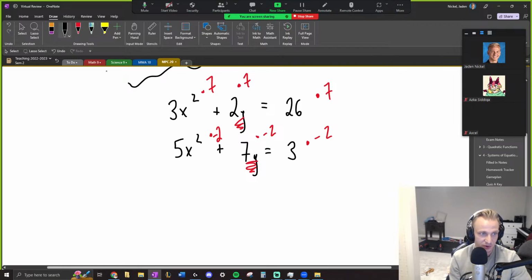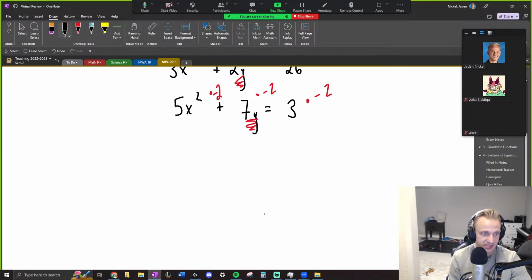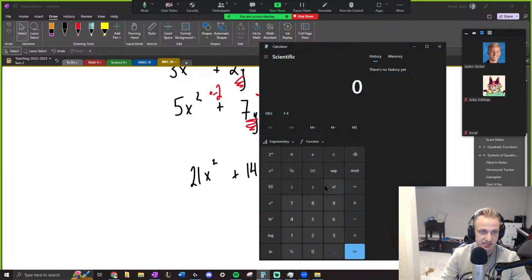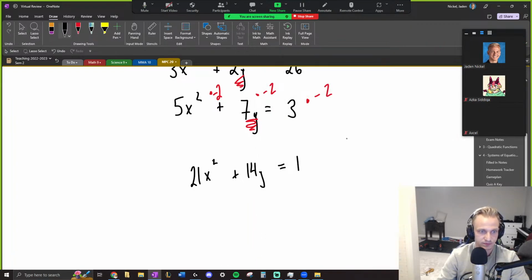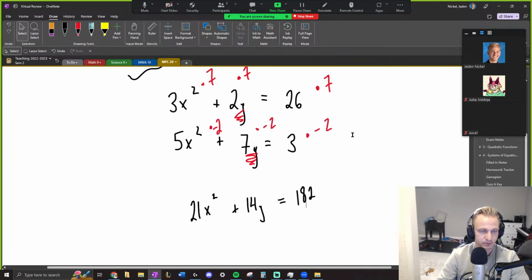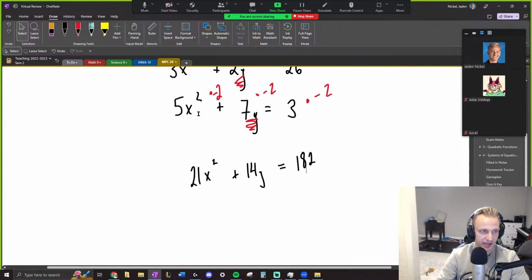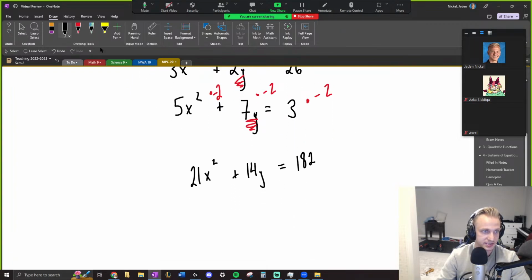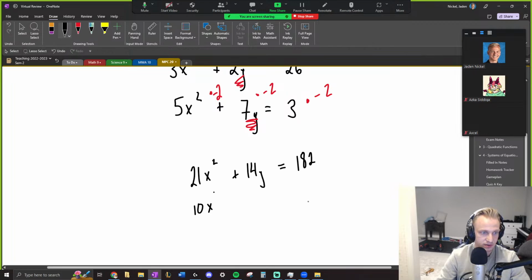So then we've got two new equations. So 3x squared times 7 is 21x squared. This is 14y. And I don't know what 26 times 7 is off the top of my head. 182. And then the other one is negative 10x squared minus 14y equals -6, like that.